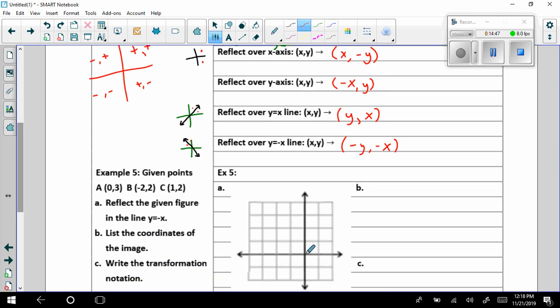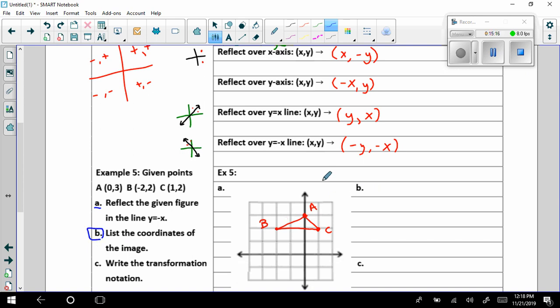So like when I have 0, 3 for my A, negative 2, 2 for my B, and let's plot the right C this time, 1, 2, for my C. So I have this little triangle here. Okay. Then I could, without even graphing, without even reflecting it, I could list my coordinates.